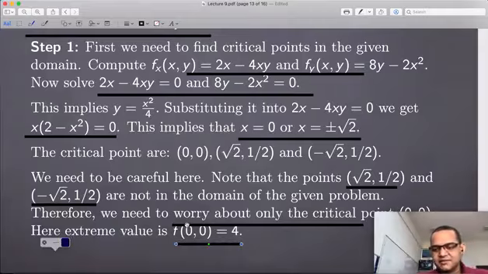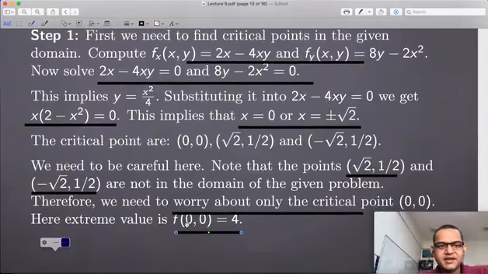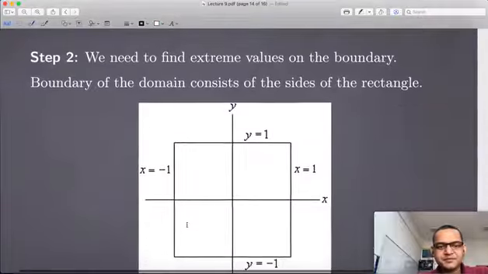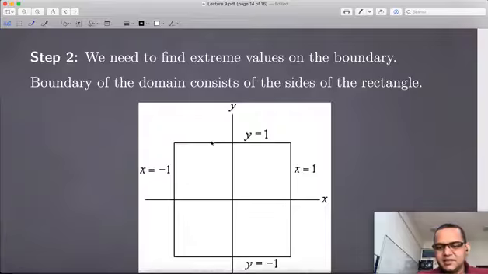Now this is the first step. We found the critical points and then we have the extreme values. Okay, and the second one involves finding the boundary first.